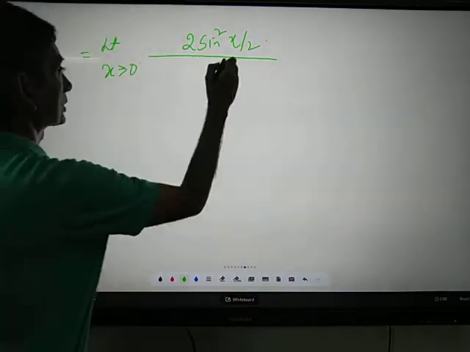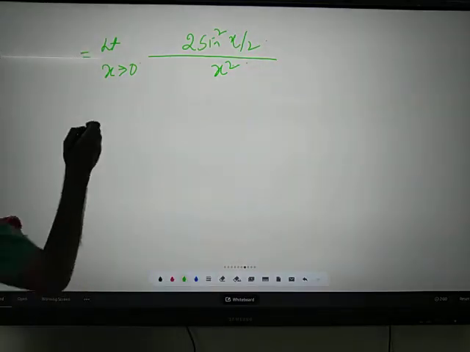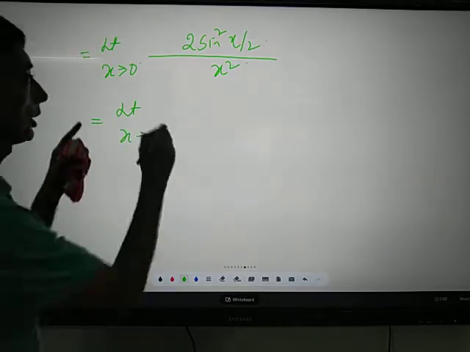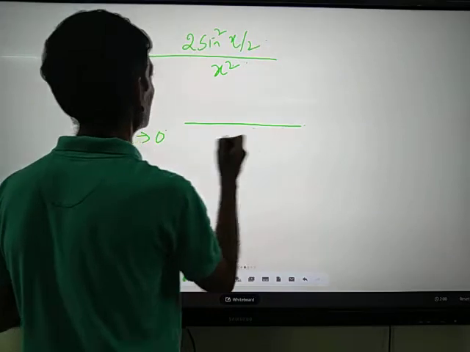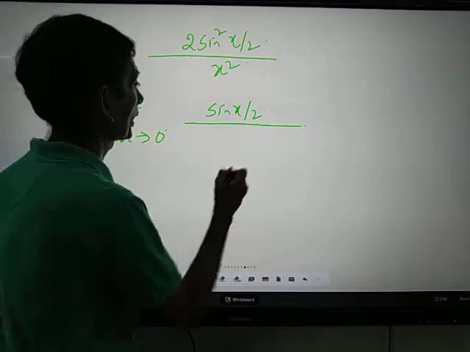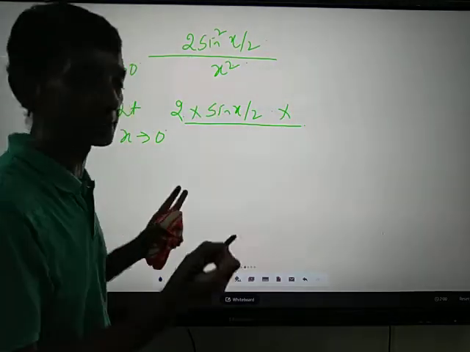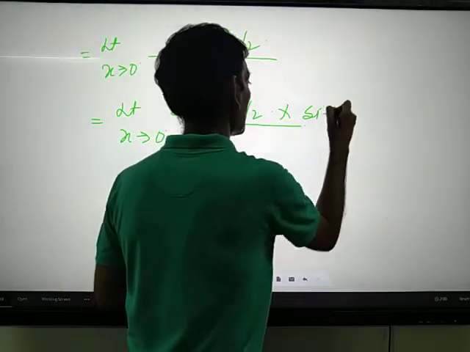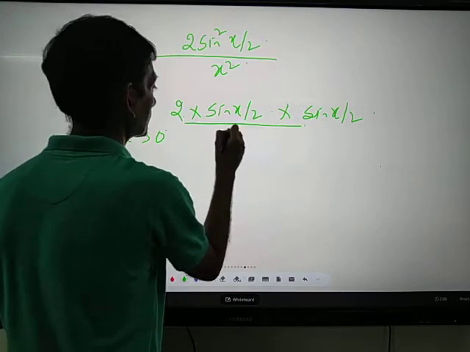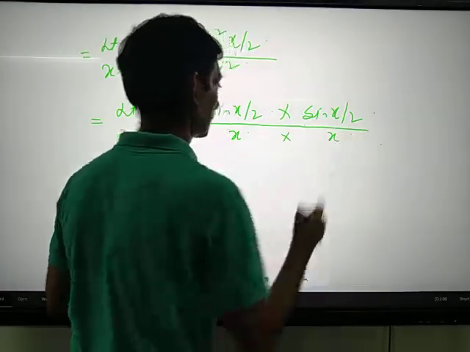The denominator is x squared. So limit x tends to 0 of 2 sine squared x by 2 by x squared. How do we simplify this? Sine squared x by 2, I'll write as sine x by 2 times sine x by 2, and x squared I'll write as x times x, one x with each sine function.